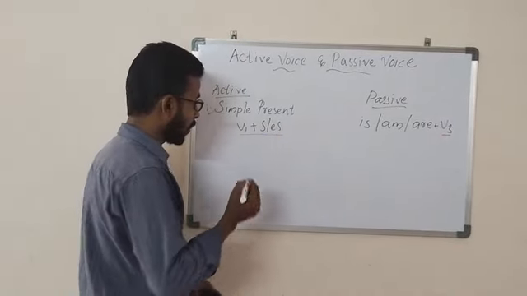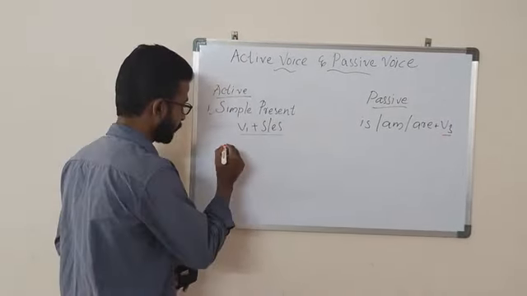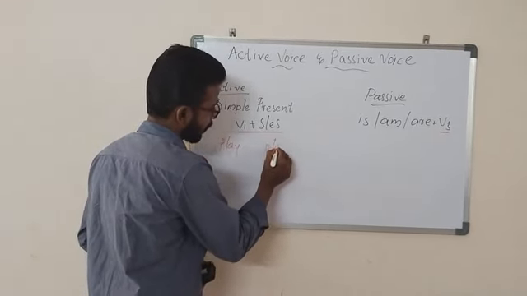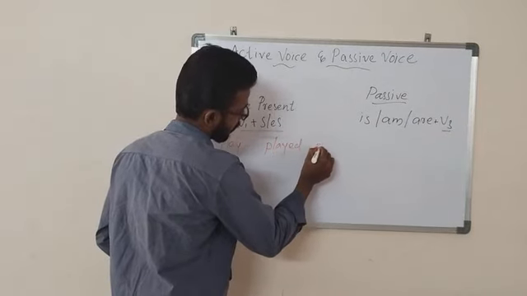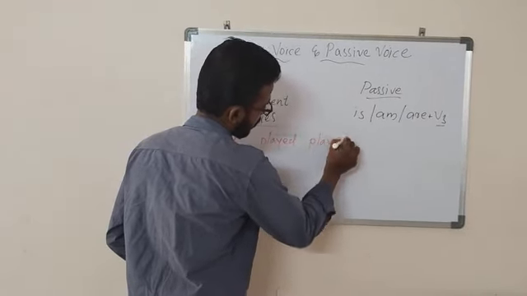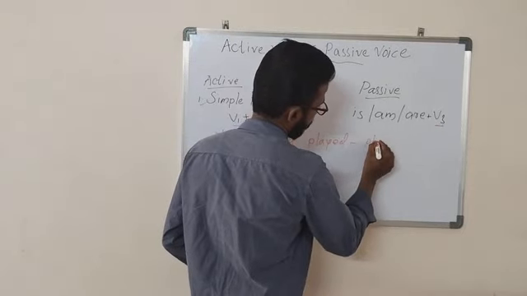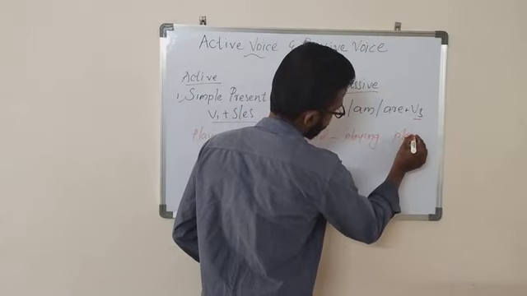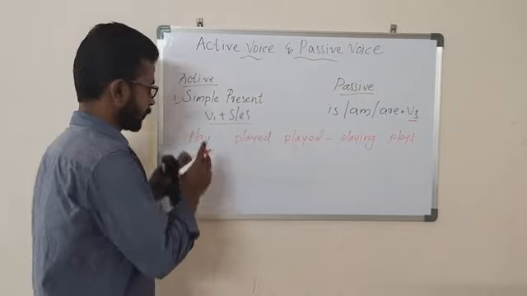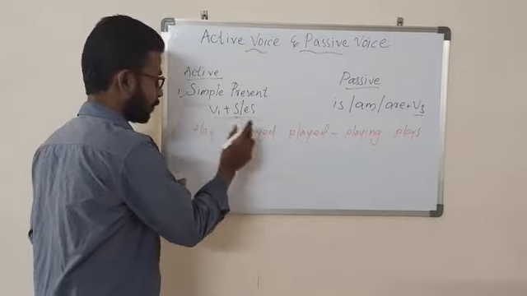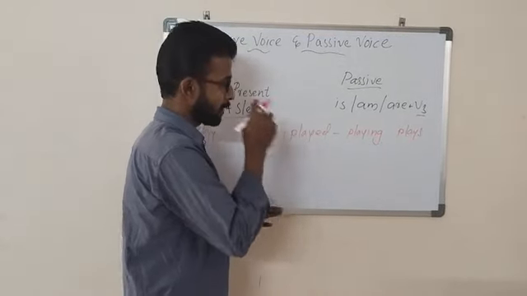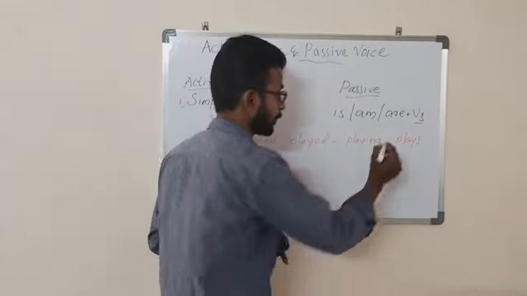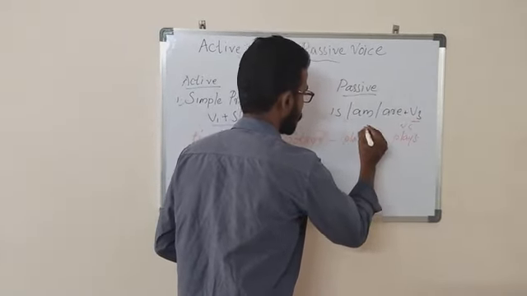Every verb has 5 forms. Example: play, played, played, playing, plays. So simple present form is V1, past form is V2, past participle is V3, gerund is V4, and this present participle or S/ES form is called V5.